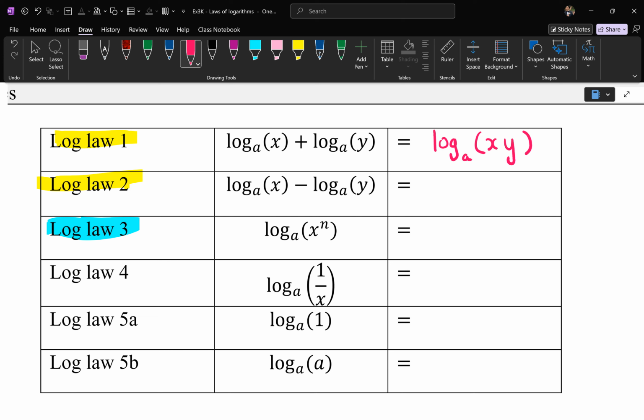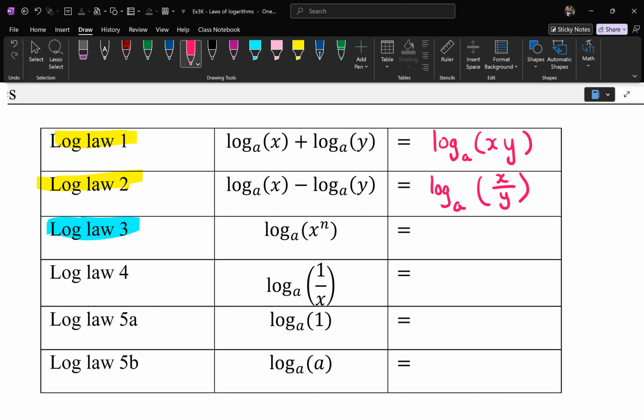And then similarly, with your index laws, when you divide exponents with the same base, you subtract the powers. Well, in this case, when you subtract logarithms of the same base, it would then be log base A of x divided by y. So if you remember your exponents, then in the reverse, that's your logarithms there.